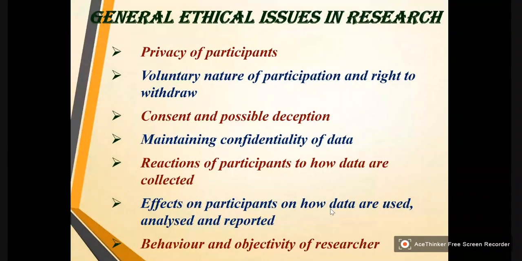So what are the general ethical issues in research? Privacy of participants. So the privacy of the person who has done some work is not maintained if you just report it without his permission. Voluntary nature of participation and right to withdraw. Now what you can do is, you yourself can say that this particular work is open, like we have open source software. Open source software, anyone can use it.